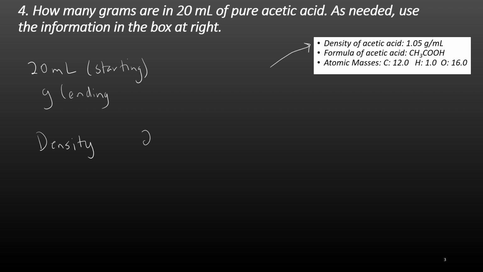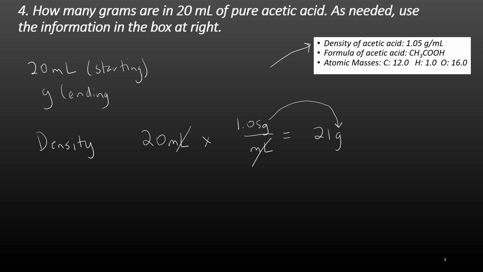So we can set up this problem by just saying 20 mils times 1.05 grams per mil, and we do the math and we get 21 grams. Let's check. We can cancel units. Milliliters here and here cancel, and we're left with units of grams, and so that's what ends up in our answer.